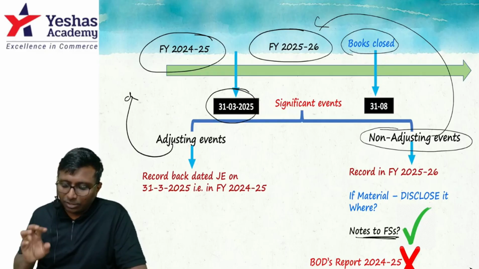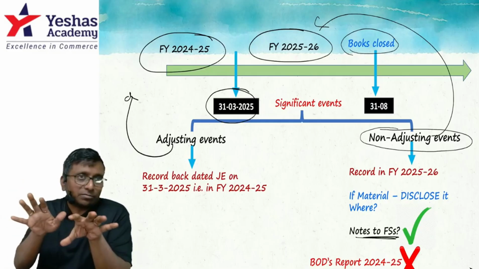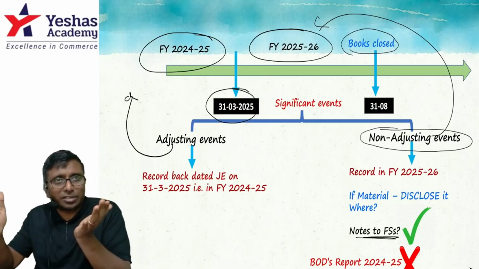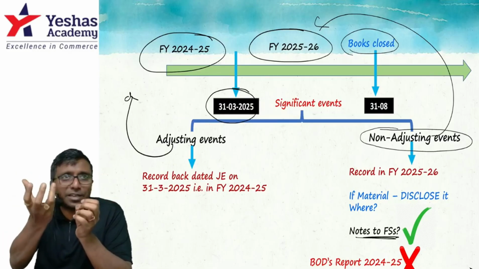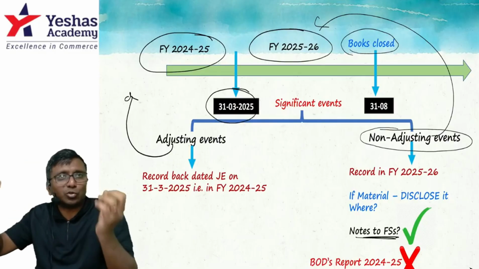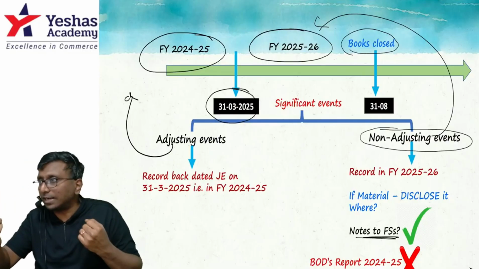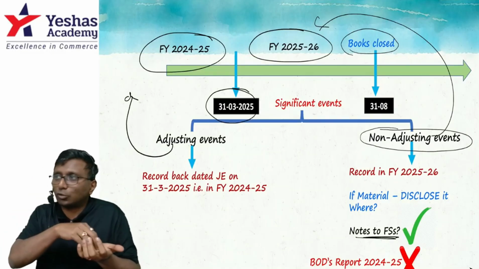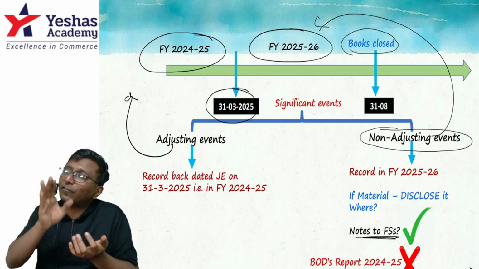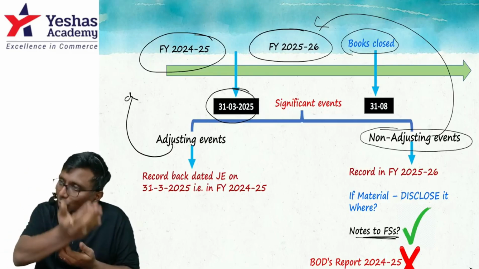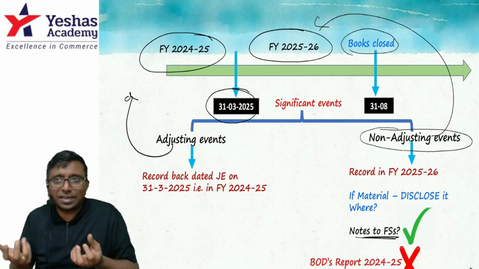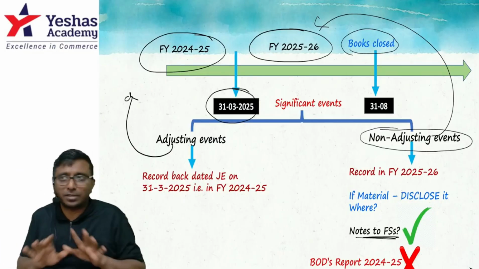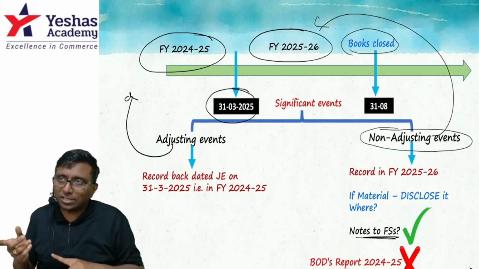So, what did I teach so far? The events from the 31st March to the board of directors' approval date. Out of this, the significant events we can classify into two: adjusting events and non-adjusting events. I did not tell you what adjusting event means so far. I just told you that if it is an adjusting event, we will adjust in 24-25, and if it is non-adjusting, it will be adjusted in 25-26. Is that clear? Can I go to the next slide?